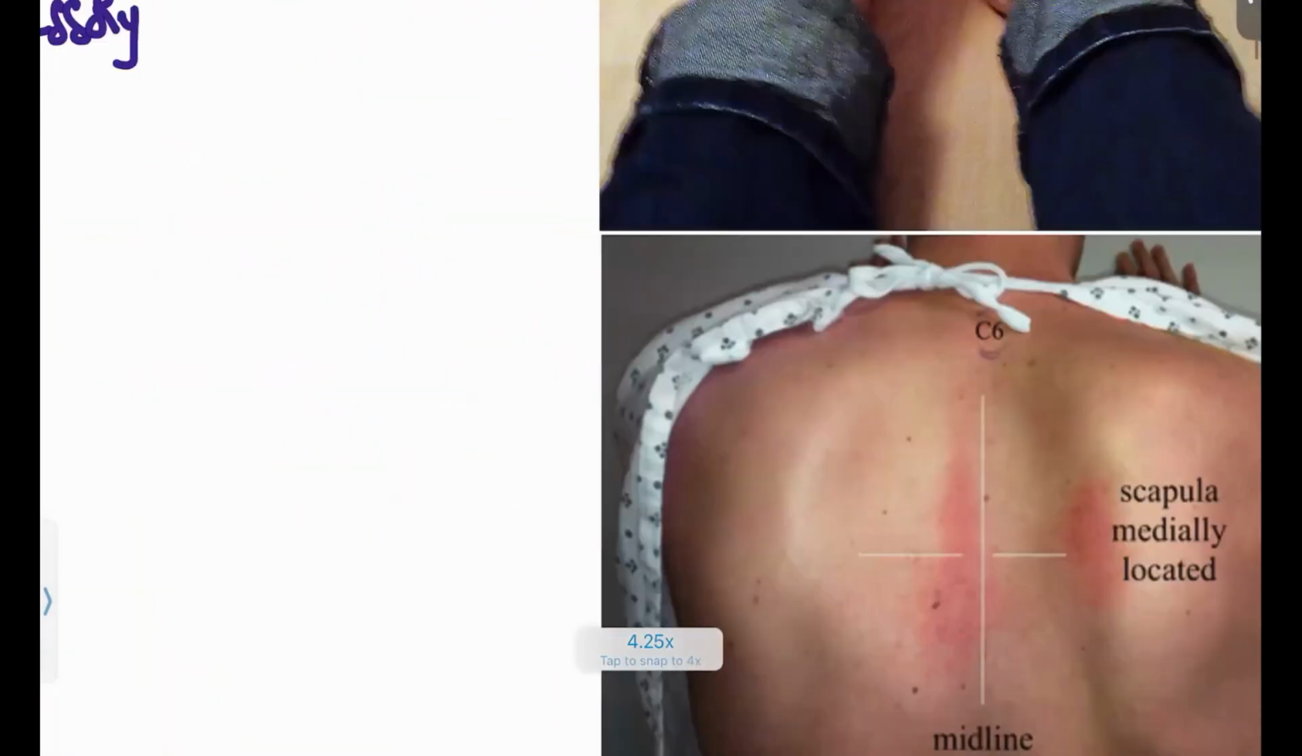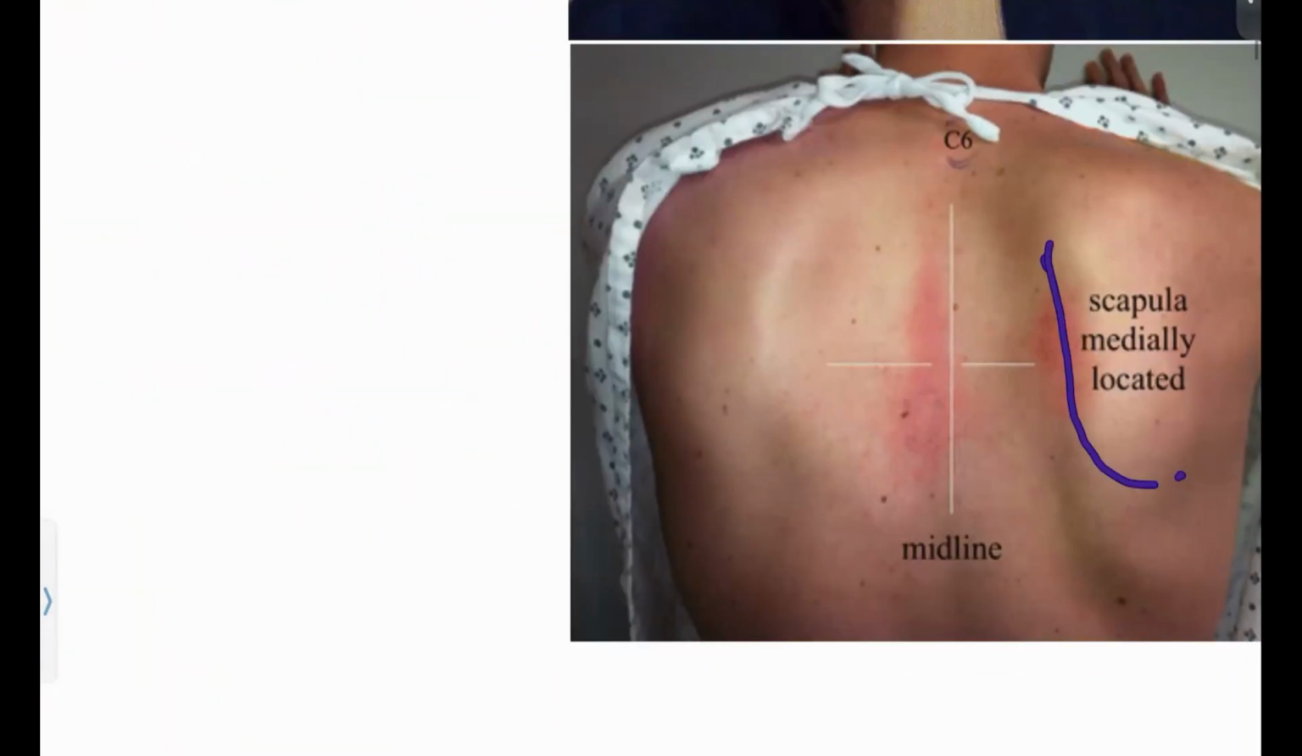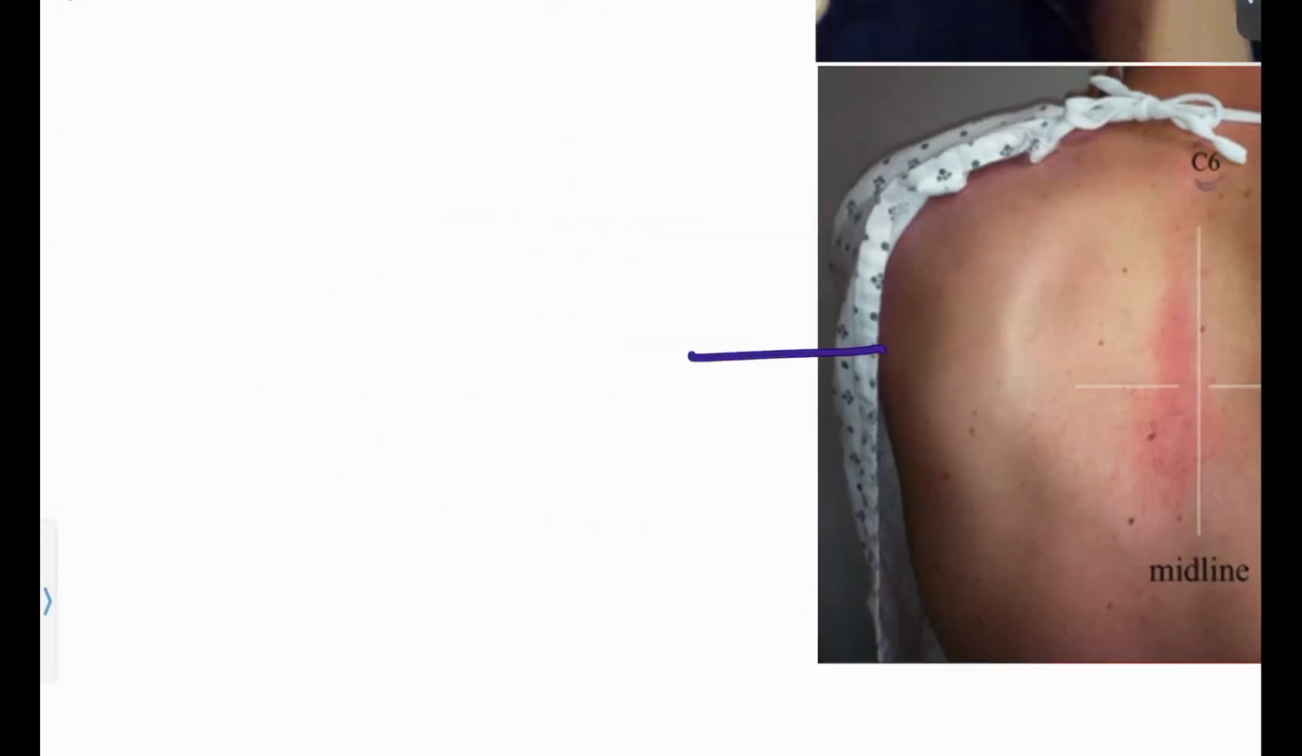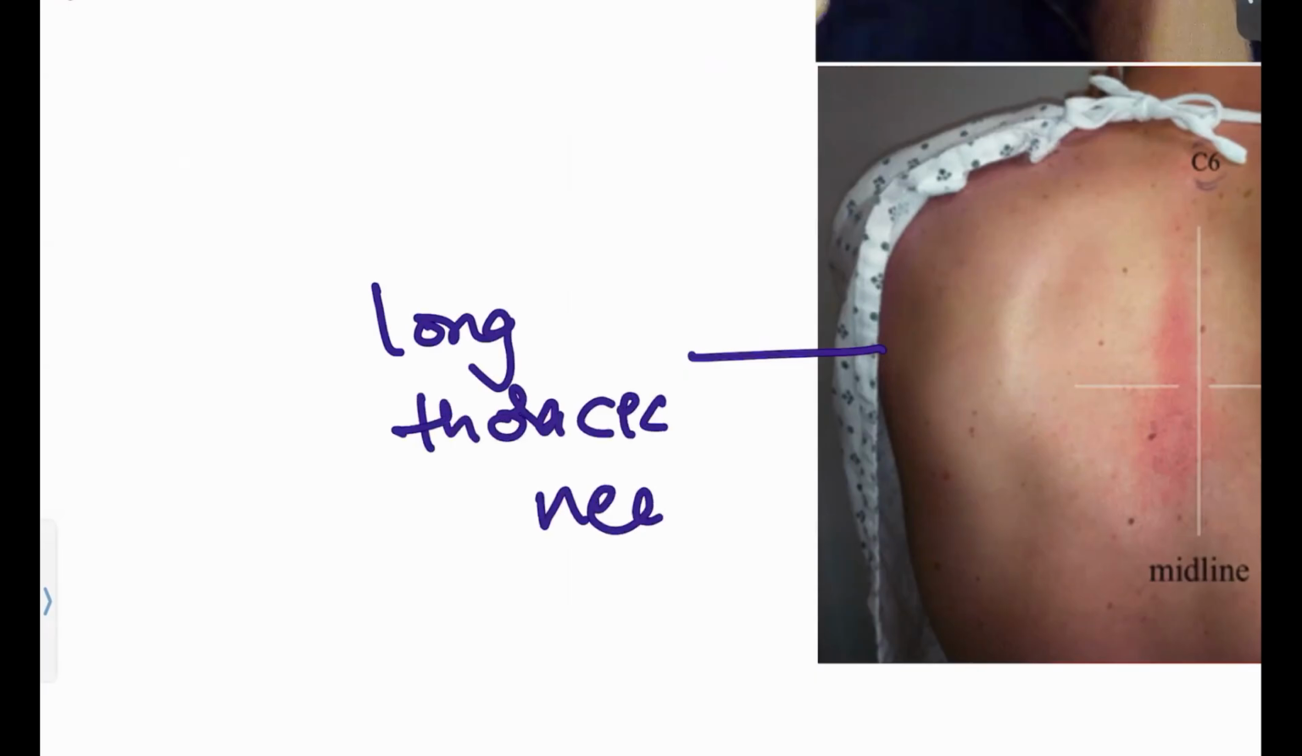And how about this one? The scapula is medially located and coming upwards. So this injury is not due to the spinal accessory nerve. This is actually due to the long thoracic nerve. This is due to the long thoracic nerve.